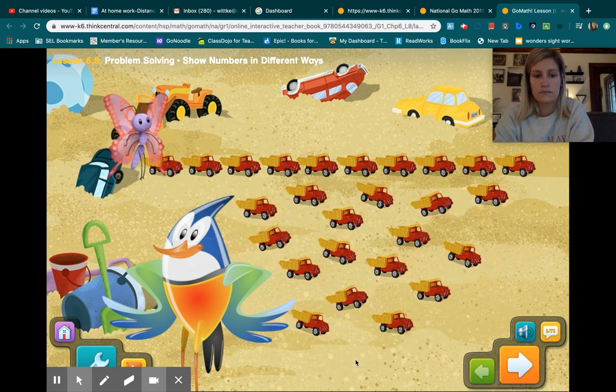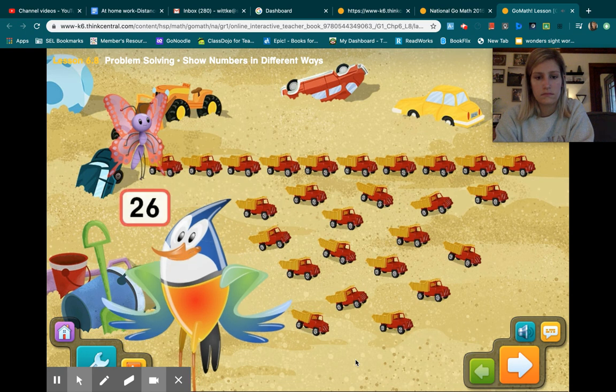What's that, Belle? Hey, Belle says there's even another way to show 26 trucks. I wonder what it is. So what's a different way to show 26? Come on, let's find out.